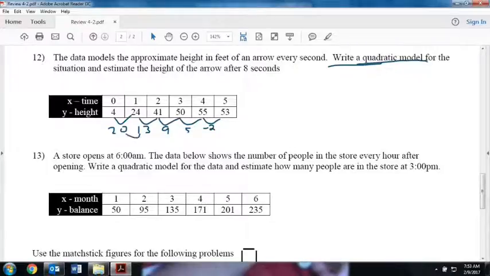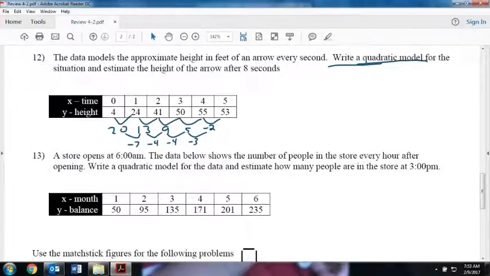Let's do it again. 13 minus 20 is negative 7. Sorry. 9 minus 13 is negative 4. Yeah, that's right. 5 minus 9 is negative 4. Did I do that right? Yep. And negative 2 minus 5 is negative 3.